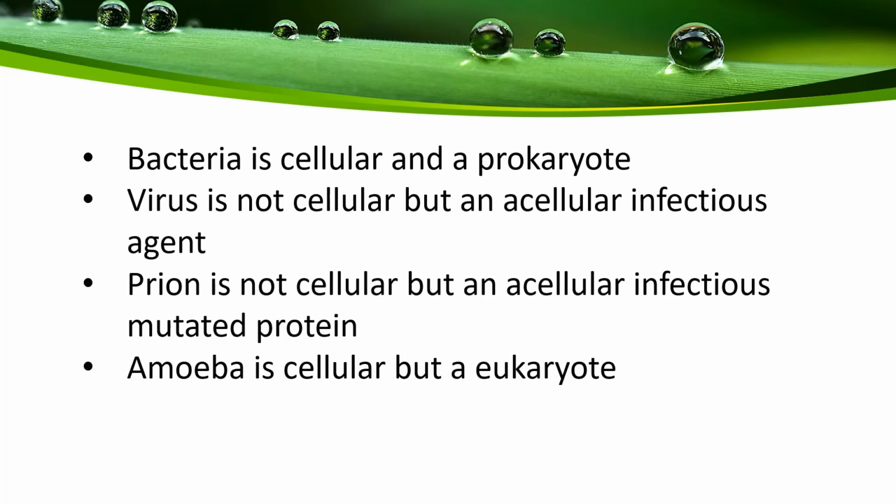Number 1 na characteristic, wala siyang nucleus. Ang virus naman is not cellular. Ang tawag natin sa kanya ay acellular infectious agent. Hindi siya cell, ha? And then, ang prion naman, pareho lang ng virus, no? Hindi rin siya cellular. Acellular infectious mutated protein siya. Ang amoeba naman, cellular. Pero hindi siya prokaryote. Siya ay eukaryote. Characterize siya primarily na meron siyang nucleus at iba pang membrane-bound organelles.